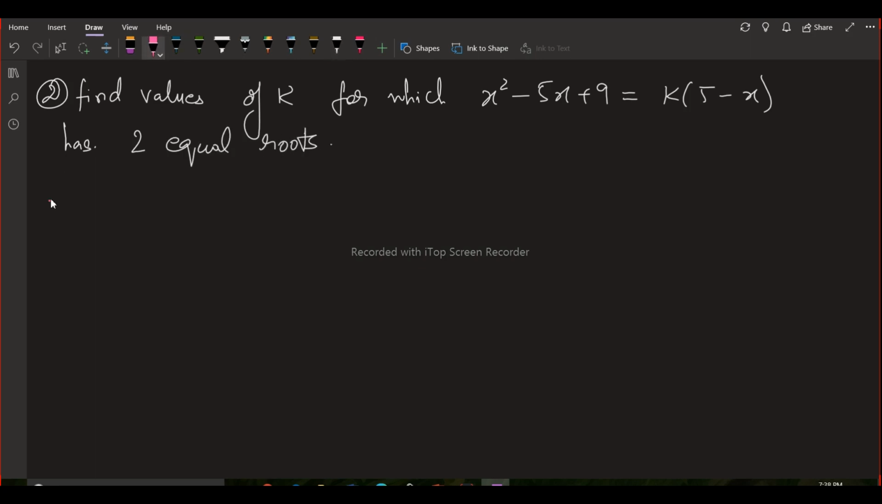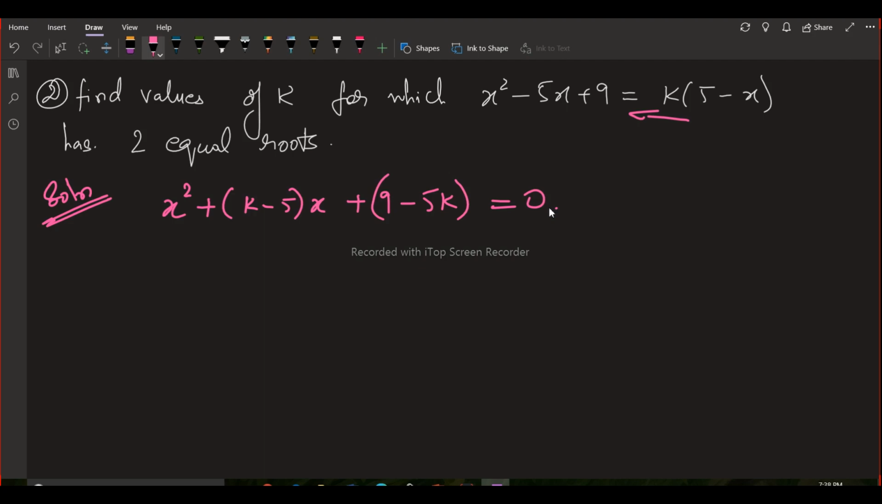Okay. Now the only issue looks like is that this is a bit complex equation, not in a standard form. So I'll just make this in a standard form. I'll take everything on the left side and you end up getting x square plus (k minus 5)x plus 9 minus 5k equal to 0. See what I did, I just took everything on the left side and I got an x square term, an x term, and a constant term.